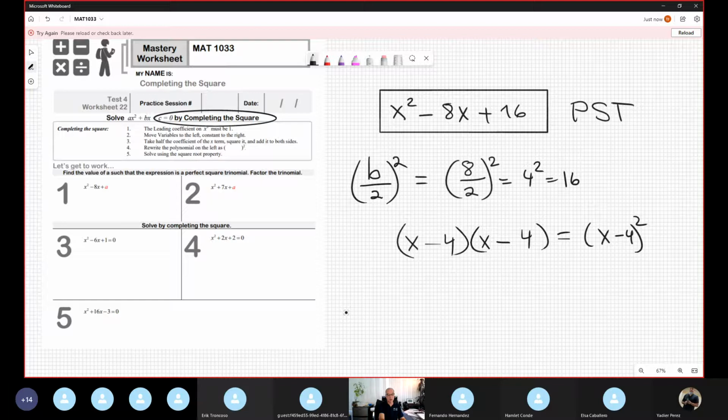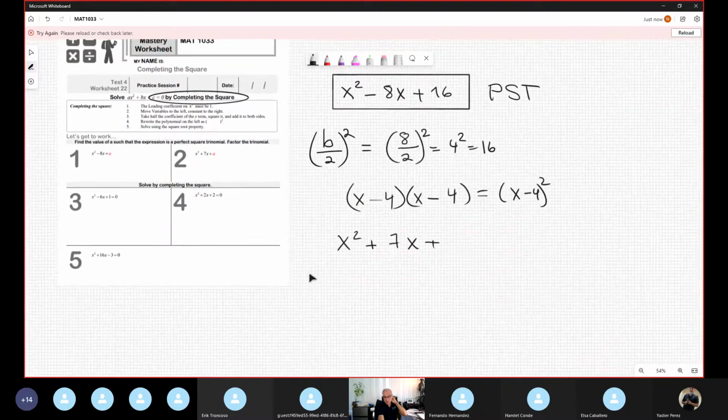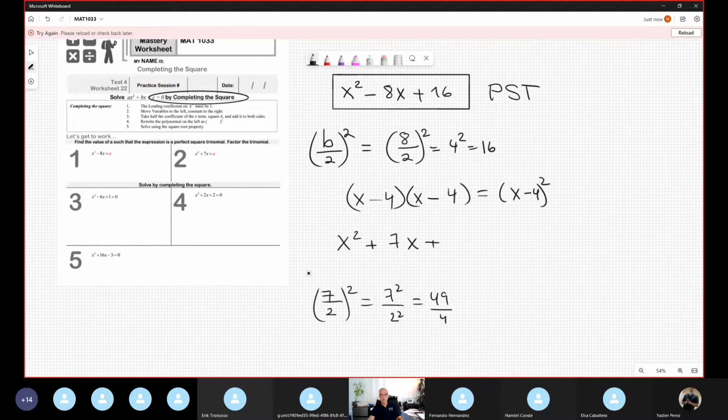Who helps me in the second example, which is x squared plus 7x plus something? What is the magic number that completes the square? Well, in this case it's ugly, because 7 is not an even number, and when you divide it by 2, they put this example to illustrate, not always happy. You divide 7 by 2 and square: 7 squared over 2 squared, 49 over 4. The magic number that completes the square is 49 over 4, and that's it.